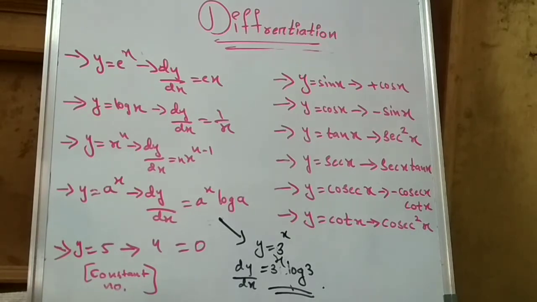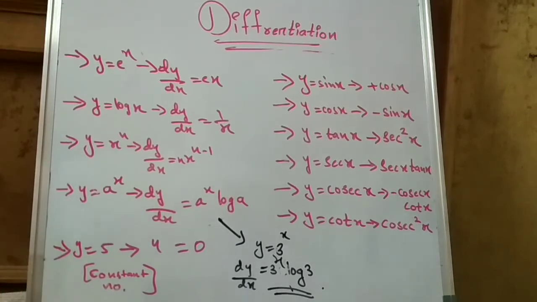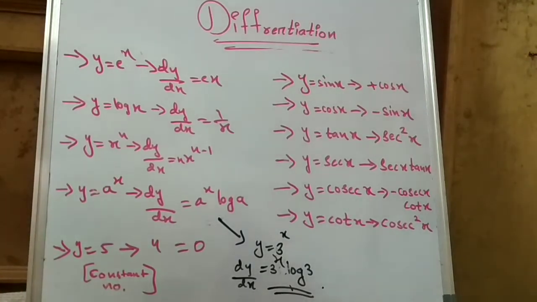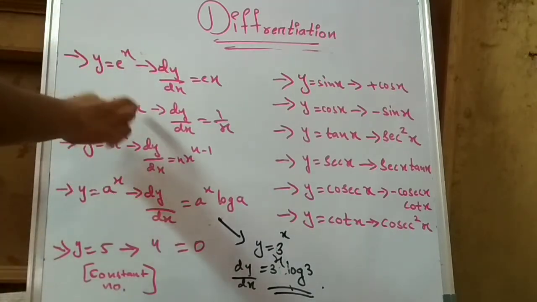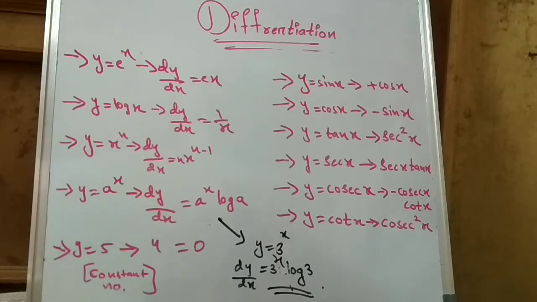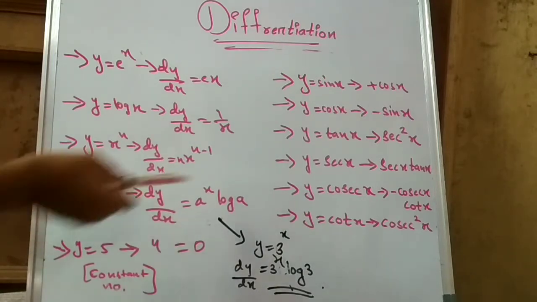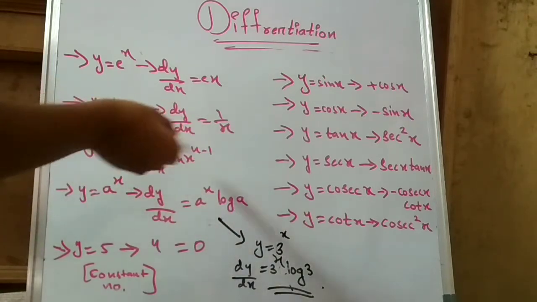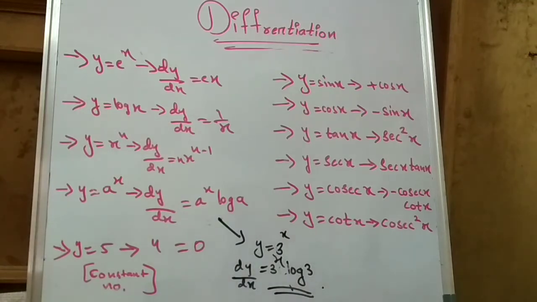Suppose they give y is equal to 2. You can easily tell them that the differentiation is 0. Suppose they give you y is equal to log x. The answer will be 1 by x. x can be anything, 1 by that. We were doing this in all the examples, so that will be easy.